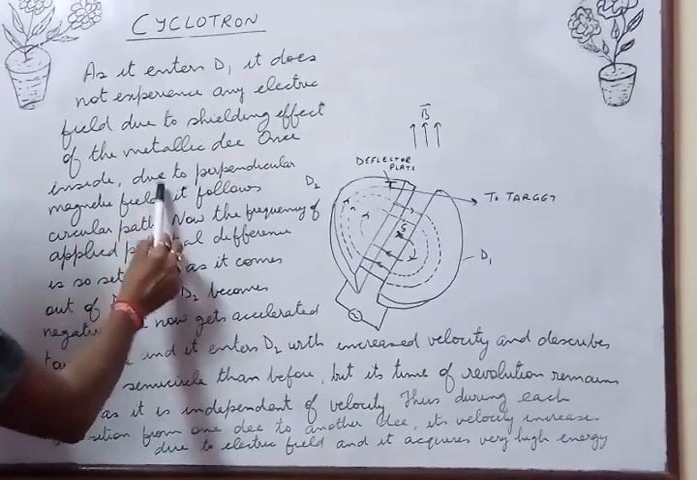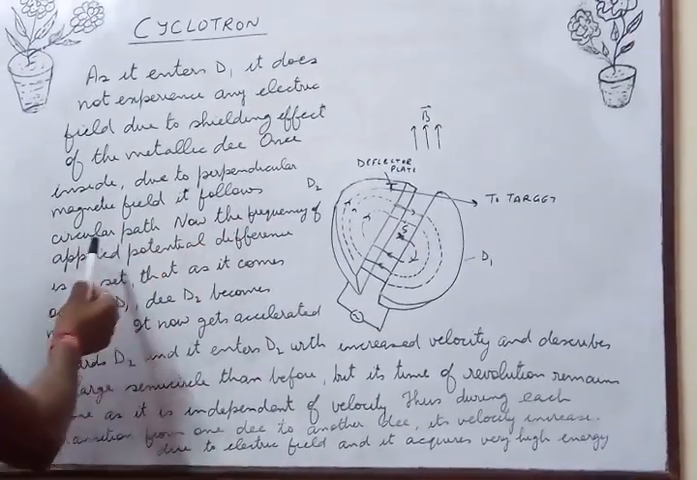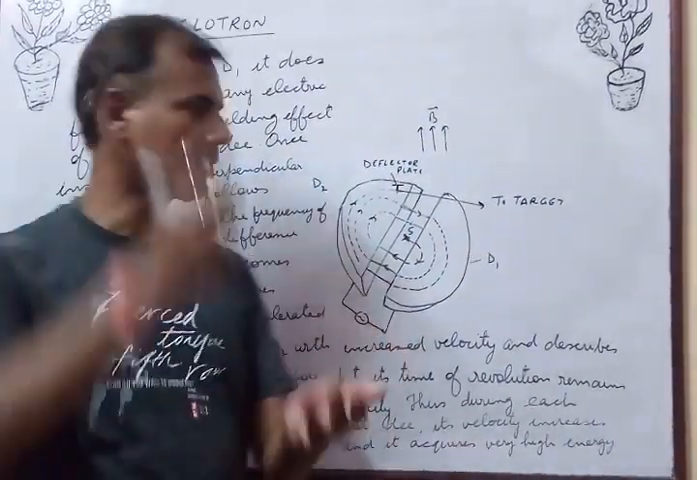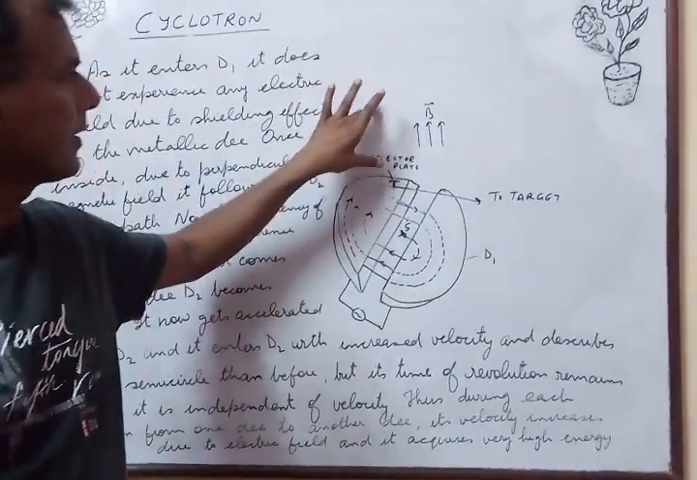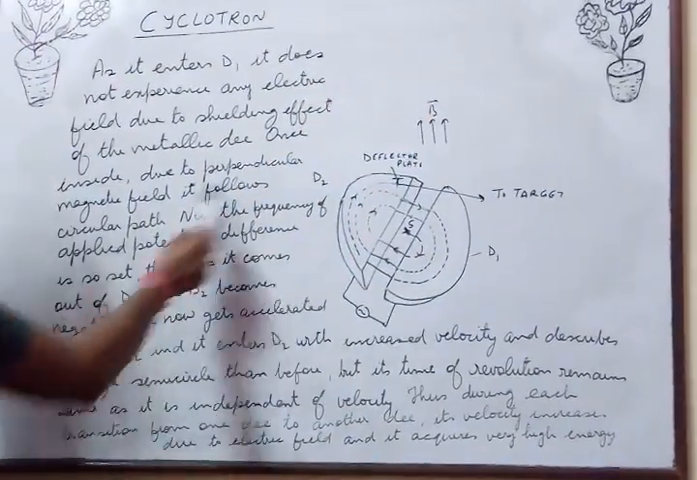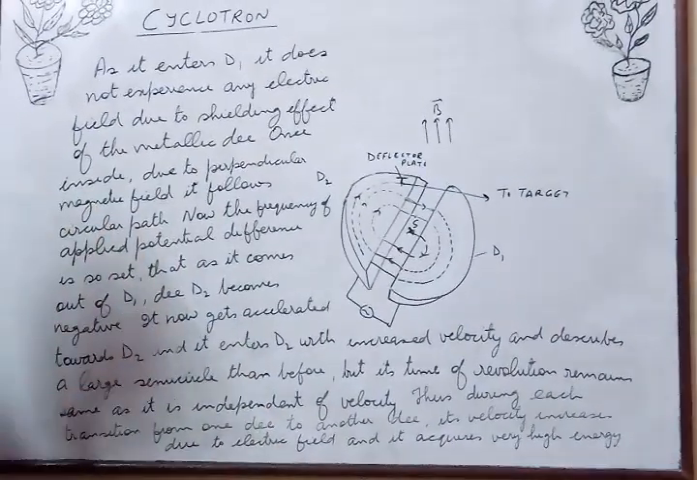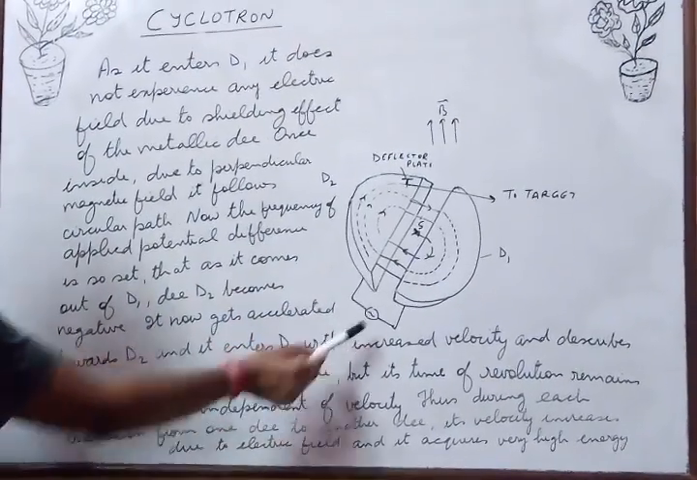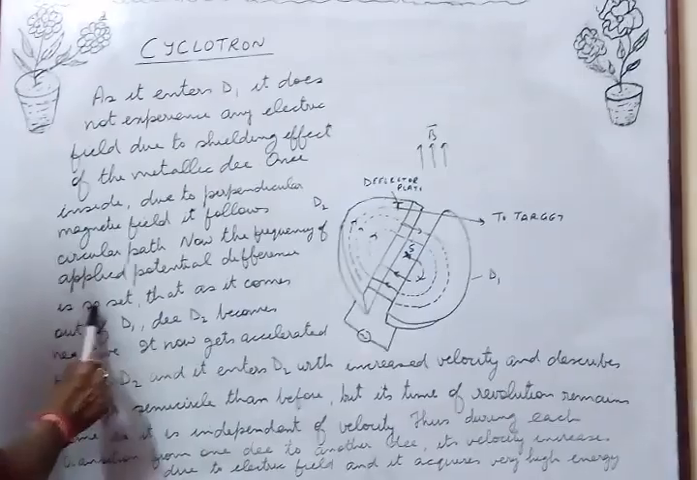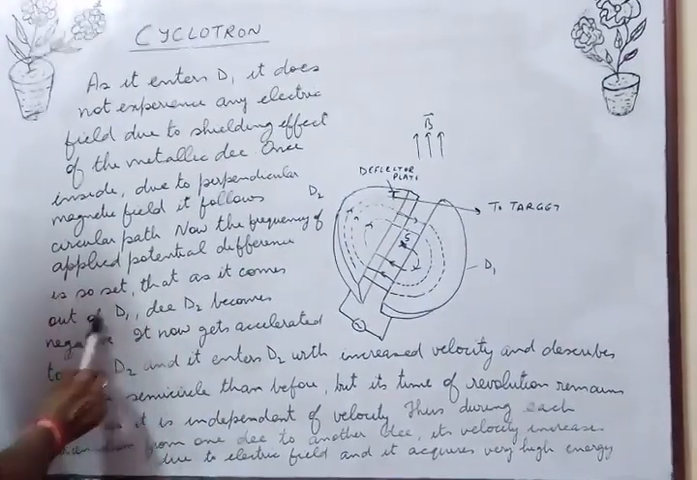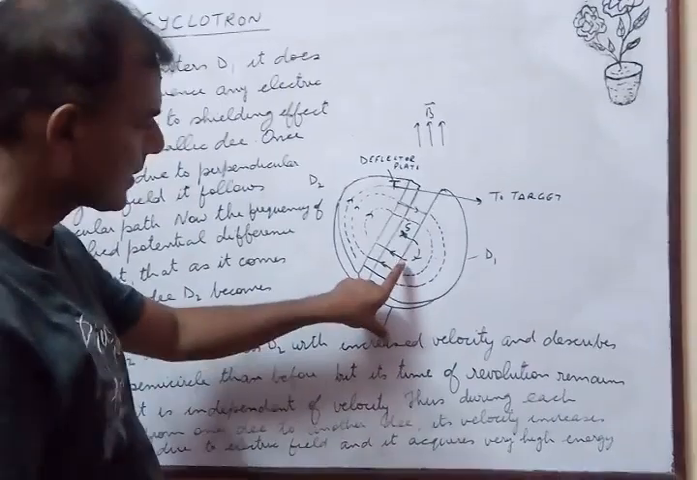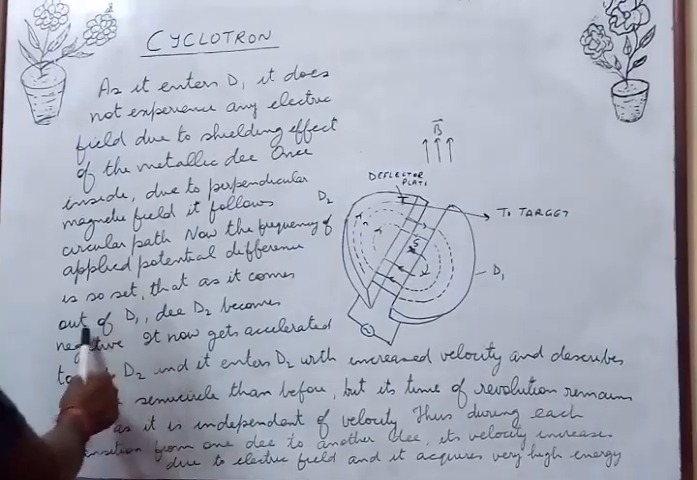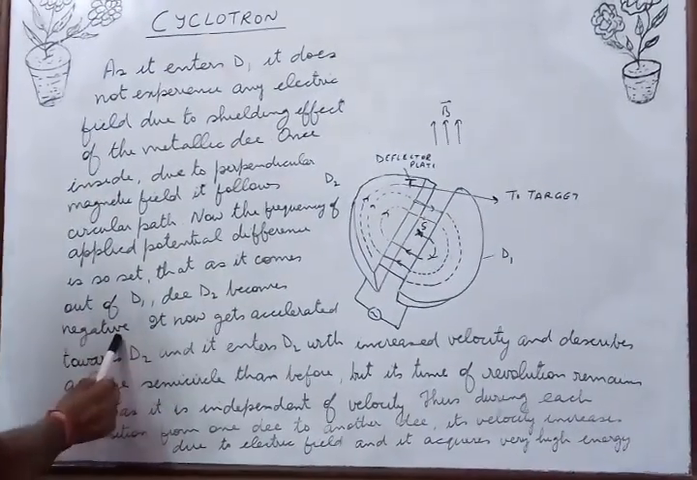Once inside, due to the perpendicular magnetic field, it follows a circular path. Now the charged ion is moving this side and the field is perpendicular. When a charge moves perpendicular to the magnetic field, its path is circular. Now the very important point: the frequency of the applied potential difference is so set that as the charged particle comes out of D1 and reaches this point, D2 becomes negative.